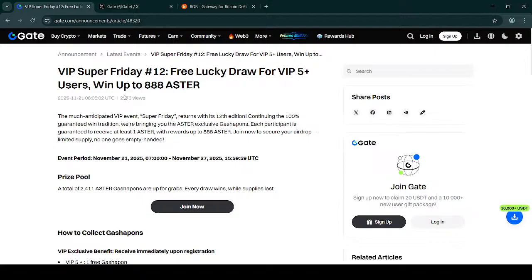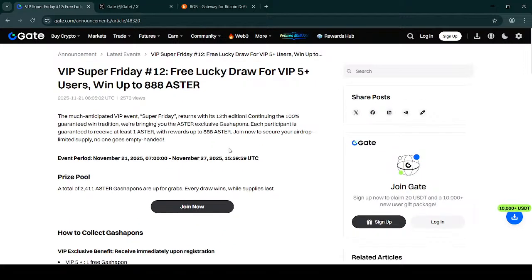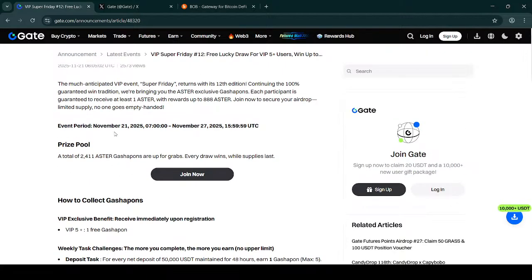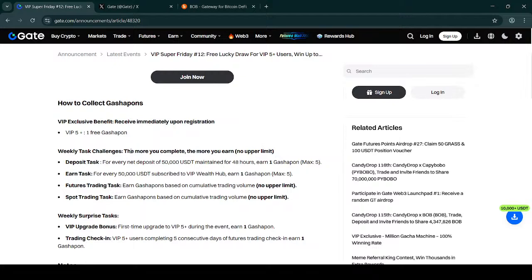So this is the event: BFE Super Friday Lucky Draw, where BFE 5 plus users can win up to 88 stars, guys. The event period is from November 21 to November 27, 2025, UTC time, with a prize pool. How to collect it and get the gas bonus: the BFE exclusive benefit is received immediately upon registration for BFE 5 plus users, with one fee gas bonus.